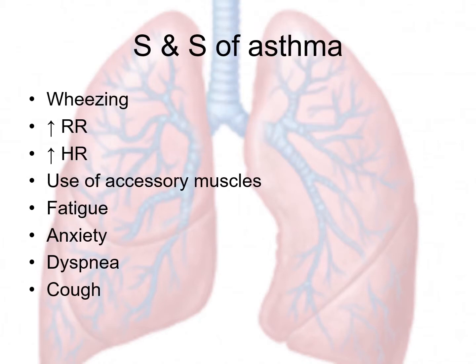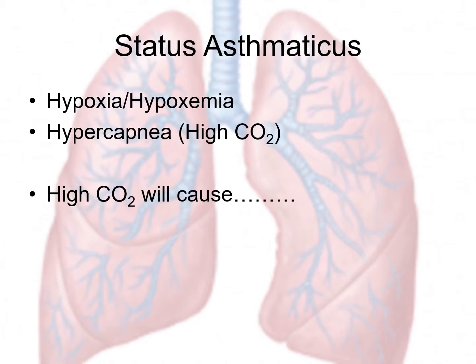So when you have asthma, you'll wheeze, your respiratory rate will go up, your heart rate will go up, you'll use your accessory muscles, you'll get fatigued, you'll get anxious, and often you'll have difficulty breathing and also have a cough. There is such a thing as cough variant asthma, in which the only symptom the patient has is cough. Status asthmaticus is when the patient is unable to break an asthma attack using the usual inhalers.